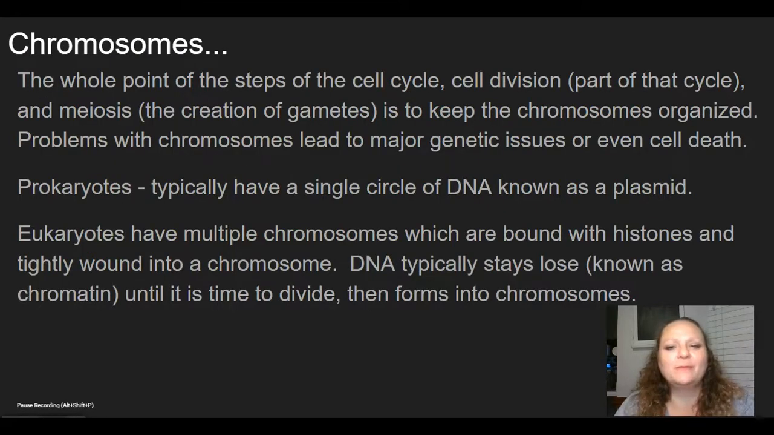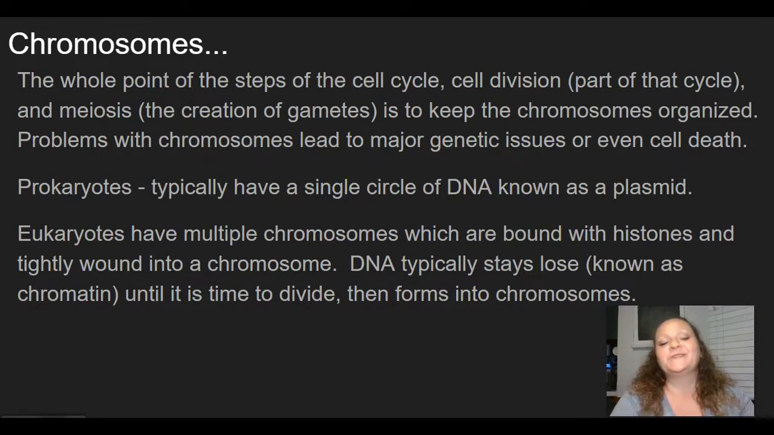So why do we have so many steps of the cell cycle, which I know I haven't shown you yet, but you're about to see? And why does cell division have to happen in such a regimented way, such an organized way? And really, that's because we're trying to keep chromosomes organized. Remember, chromosomes are incredibly important. The cell can't do its job without the DNA. Any issues with the chromosome can lead to a major genetic issue or even lead to cell death.